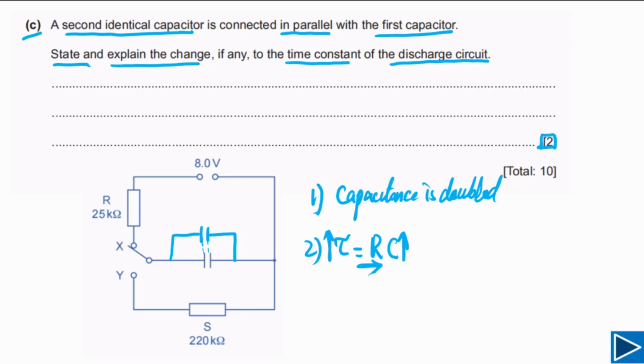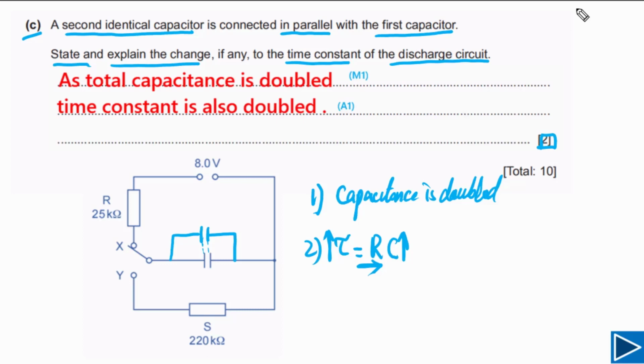Let me show you the answer. This is how you can write it down. The first mark is an M mark, meaning you must get this mark to get the second mark. If you have written that capacitance is double, you will get 1 mark, and that is an M mark. The second mark you will get if you have written that the time constant is also double. If you simply write that the time constant is double but haven't written the first point, you will get no mark. So first of all you have to write that capacitance is doubled, then you can say the time constant is doubled because capacitance is doubled.